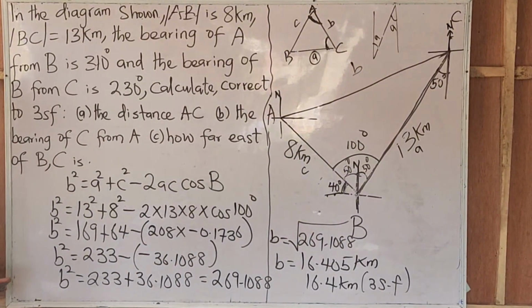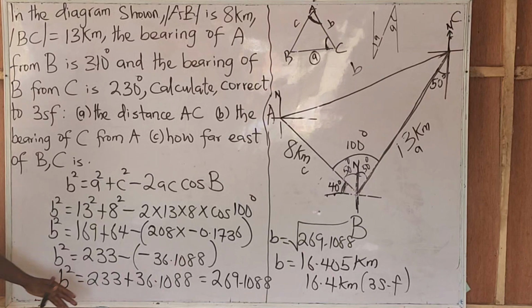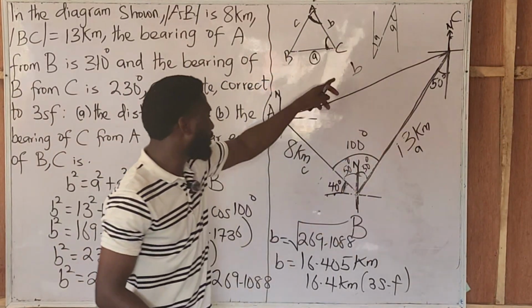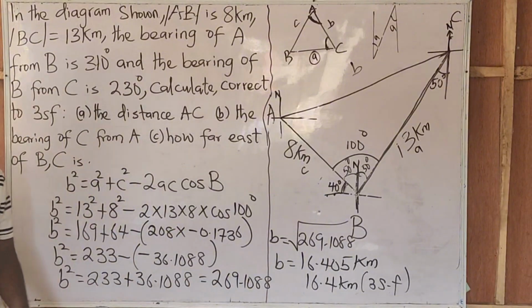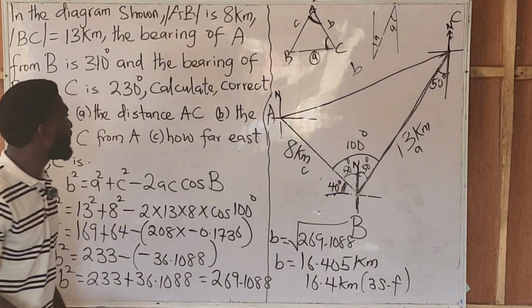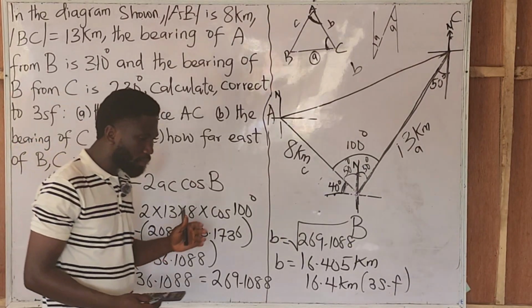So the value for B is what? That is 16.4 kilometers. So distance AC, which represents B, is known to be what? 16.4 kilometers. All right, so let's answer the second question. And it says, the bearing of C from A. Please take note of this now.